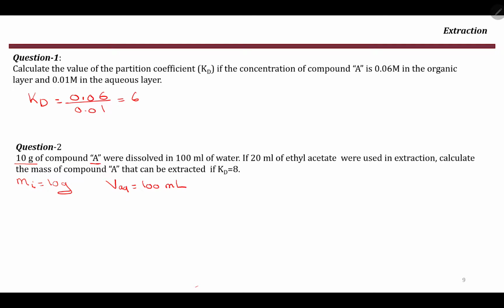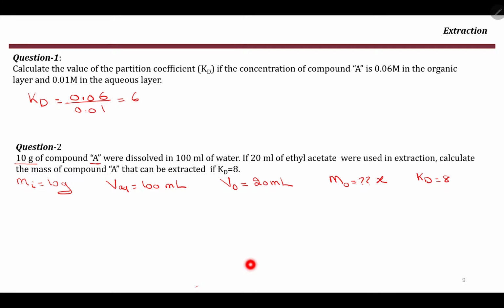If 20 milliliters of ethyl acetate, so ethyl acetate is the organic solvent, which means that the volume of the organic solvent is equal to 20 milliliters. We're using extraction. Calculate the mass of compound A that can be extracted to the organic layer. So this is the unknown, which is X in this case here. And the KD value is given and it's equal to 8.